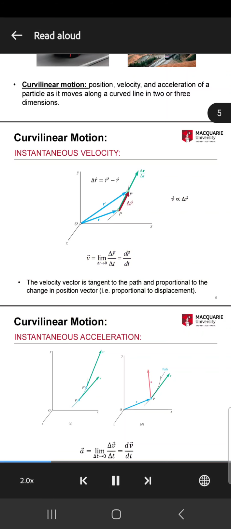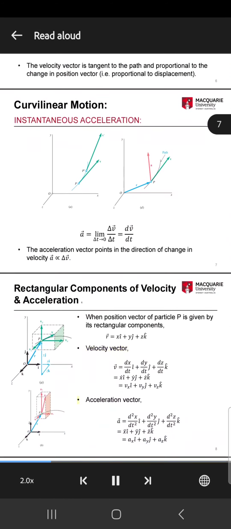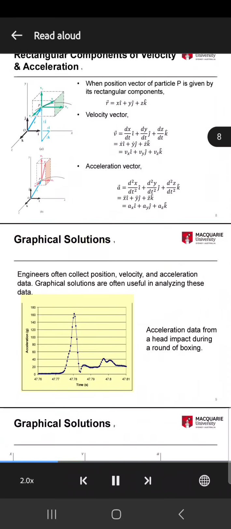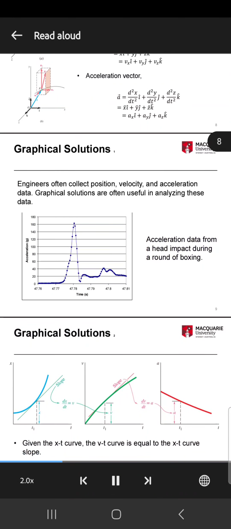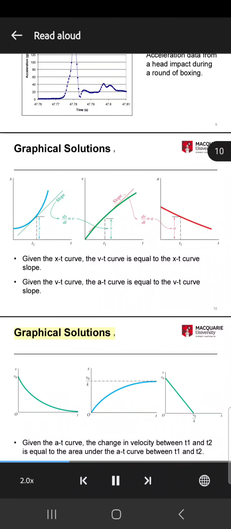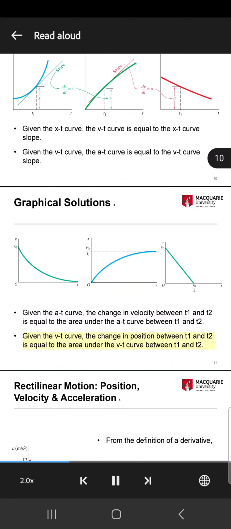Curvilinear motion. Rectangular components of velocity and acceleration. Velocity vector. Acceleration vector. Graphical solutions 1: acceleration data from a head impact during a round of boxing. Graphical solutions 2: given the v-t curve, the a-t curve is equal to the v-t curve slope. Graphical solutions 3: given the v-t curve, the change in position between t1 and t2 is equal to the area under the v-t curve between t1 and t2.